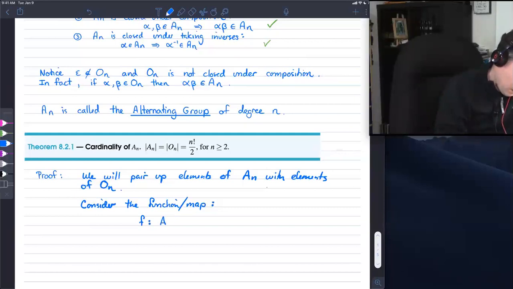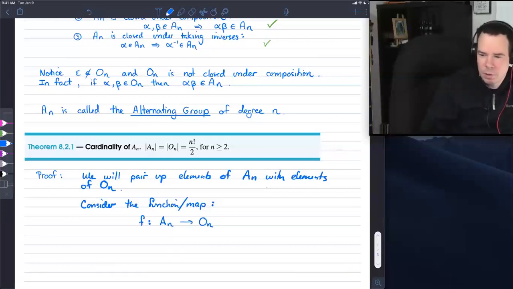So here's our function, or our map in this case. We are going to take an even permutation, and we are going to produce from it a buddy, an odd permutation. And how am I going to do that?